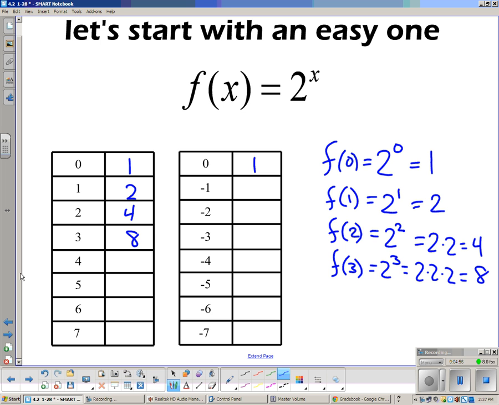So 2 to the 4th power, when we plug in a 4, is 16. 2 to the 5th power is 32, 2 to the 6th power is 64, and finally 2 to the 7th power is 128.